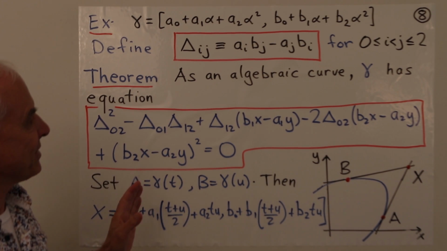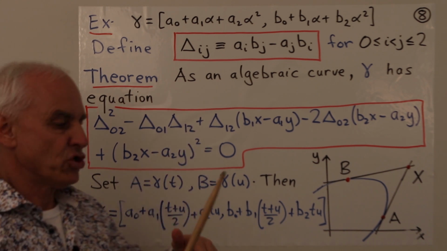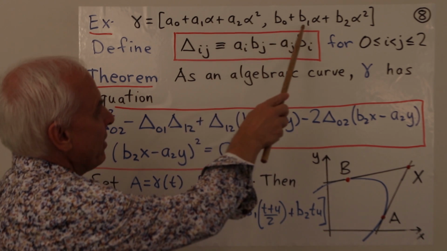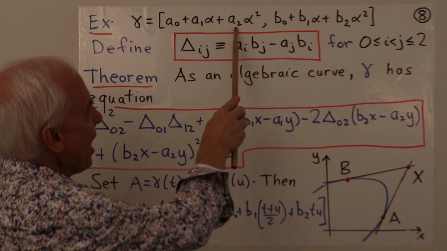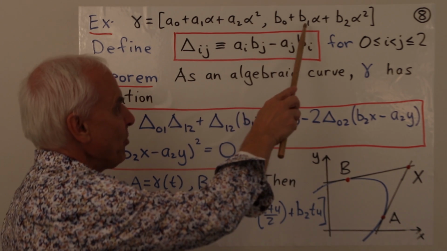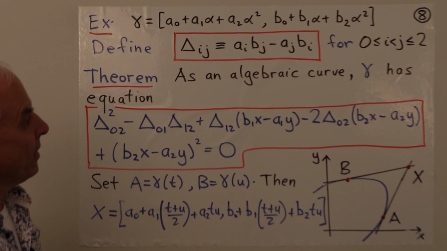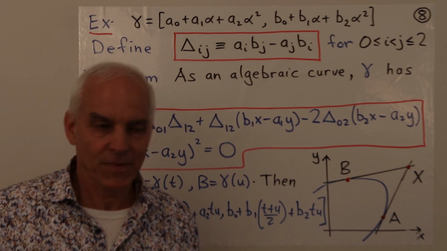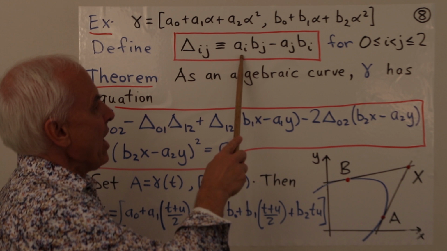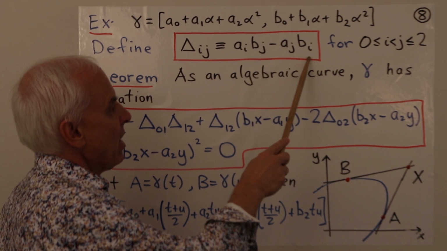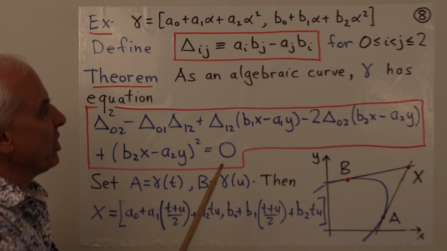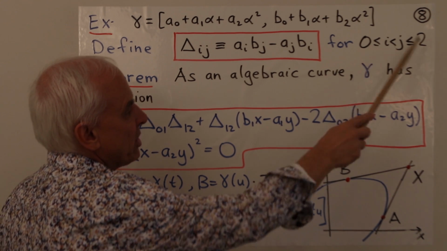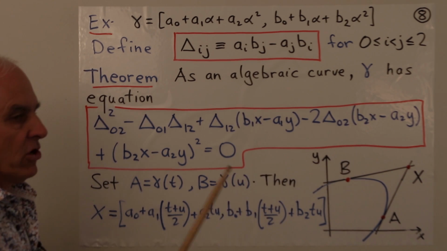Okay, so we want to have a look at this situation for the general de Casteljau Bezier quadratic curve. So already what we've looked at is gamma here, which is a0 plus a1 alpha plus a2 alpha squared, and b0 plus b1 alpha plus b2 alpha squared. Now to make our analysis simpler, let's introduce these numbers, delta ij. So that's by definition ai times bj minus aj times bi, like a cross product expression involving pairs of these coefficients, where i and j are between 0 and 2, and i is, say, less than j.